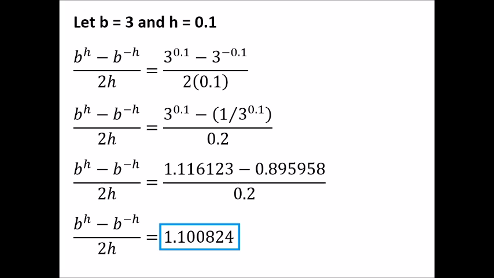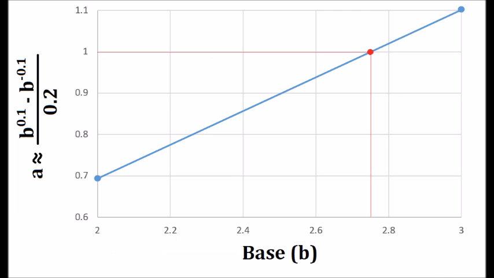We could do a very similar calculation for a base of 3. Notice the final answer boxed in blue is greater than 1. With a base of 2, it was less than 1. I have plotted those two data points for bases b equals 2 and b equals 3. Then I interpolated the blue line between them. Look at the red lines. To get a scale factor a equal to 1 exactly, it looks like the base b needs to be somewhere around 2.75. Now, of course, this is all approximate.